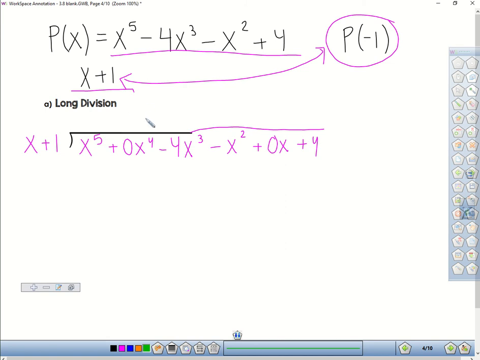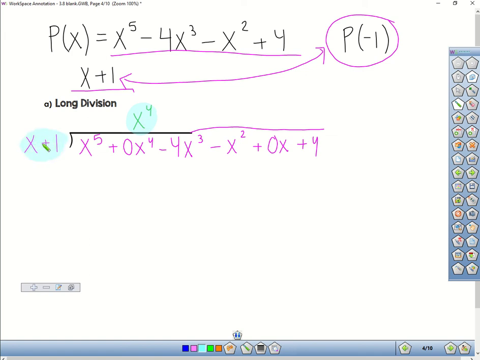X to the 4th, good. And you always line it up with its common exponent term in the dividend. Then you multiply what you put up here times your divisor. So I'm going to do that multiplication. You can use the distributive property, but I'm going to do it in my head.